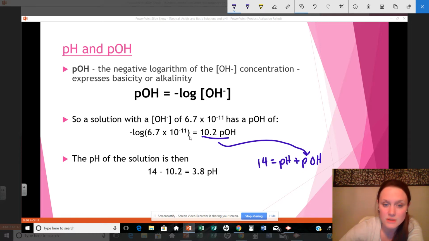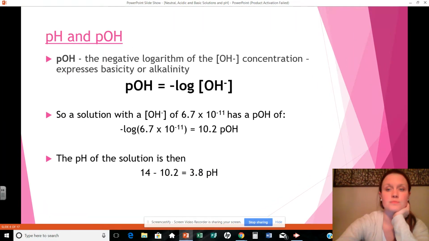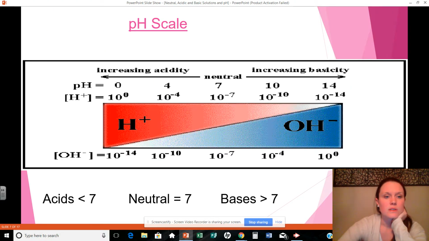So for this particular example problem, we need to take it one more step and solve for the pH, because then the pH will tell us how acidic or how basic it is. So we plug our pOH into this equation, and we find that this solution has a pH of 3.8, which is pretty acidic.